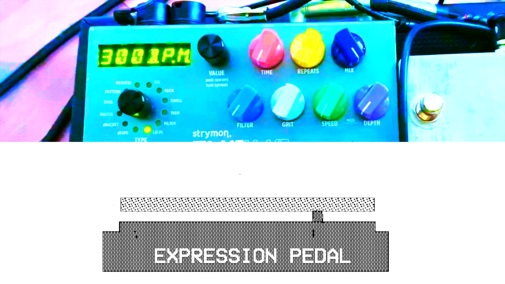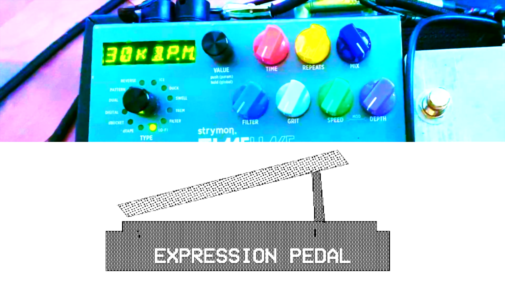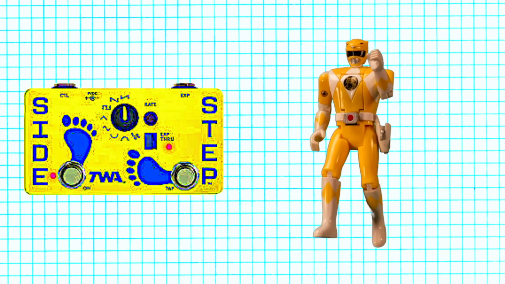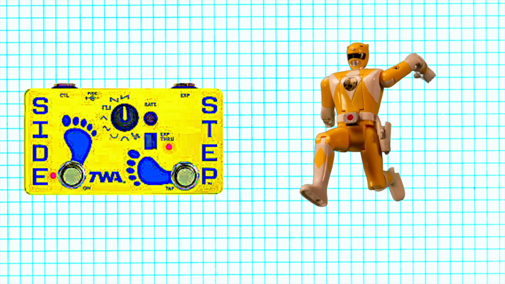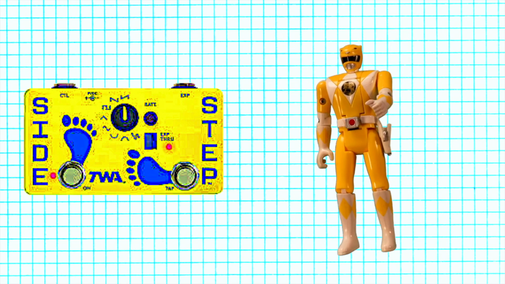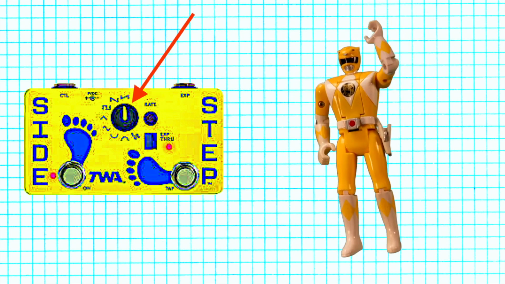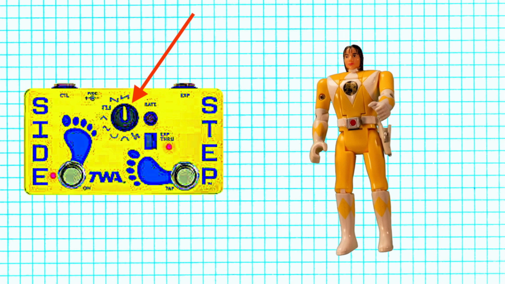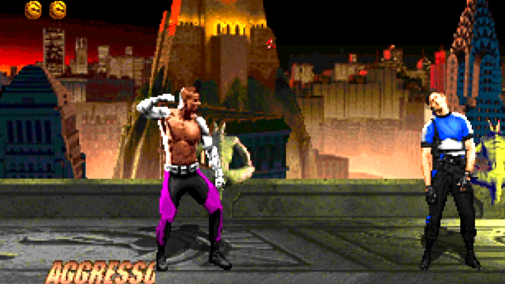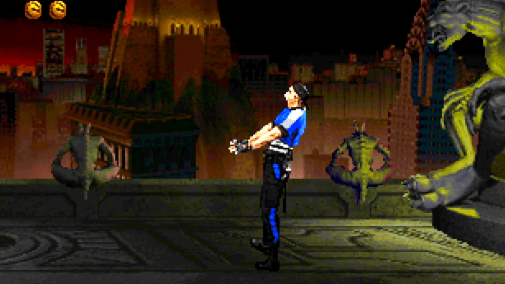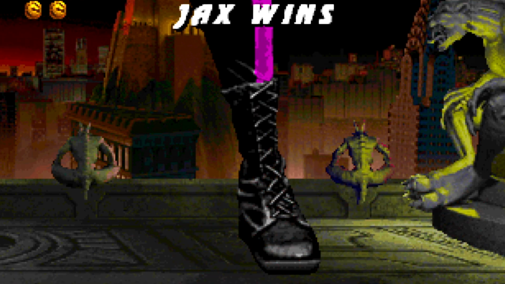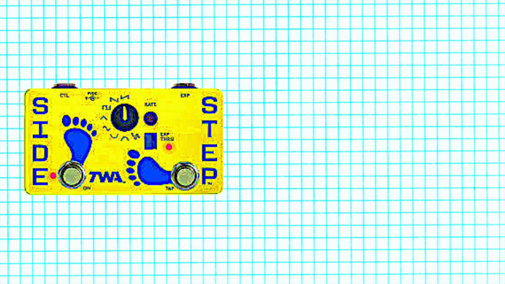The Sidestep is the same thing, but you're not even using your foot anymore. Instead, the Sidestep is basically an expression pedal that's moving by itself all the time, but you control how fast it moves and also the wave shape it uses while it's moving. Why would you ever want to do that? Well, the Sidestep can move at speeds your foot could never move, and it can also move in ways your foot could never move. For instance, the Sidestep can move randomly, and you better believe random is going to become a key feature the deeper we get into this video.